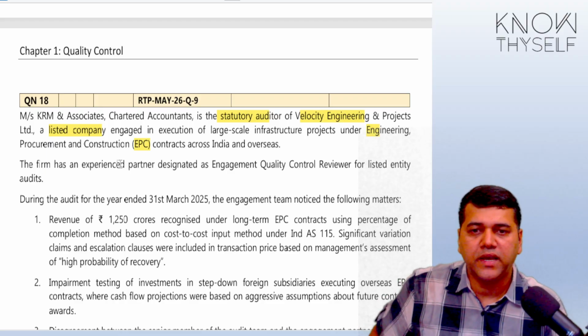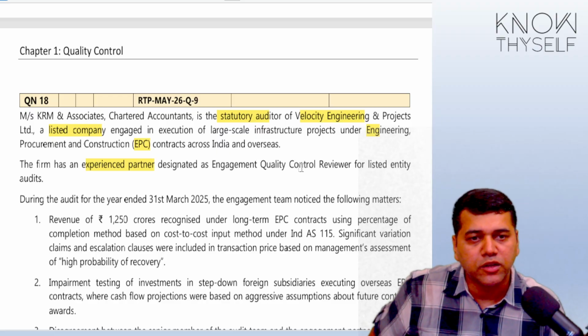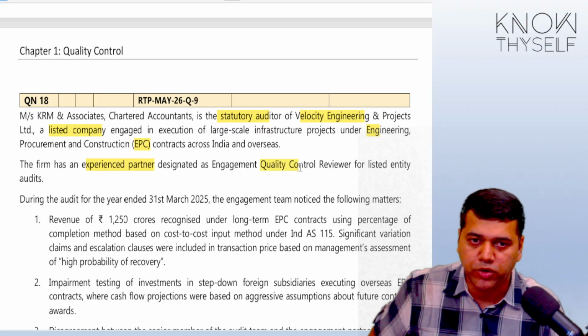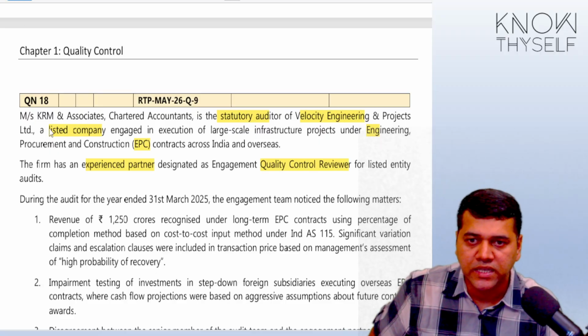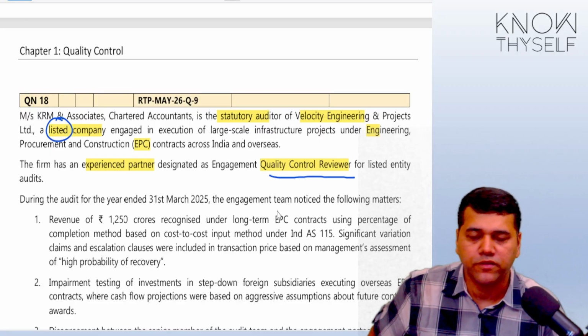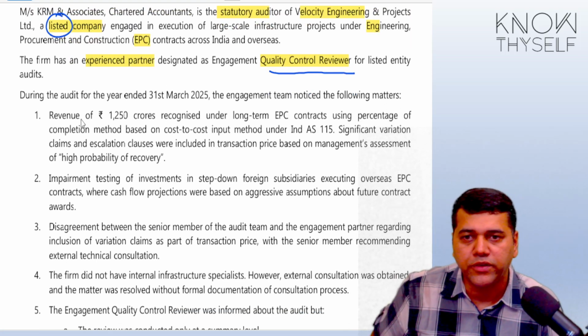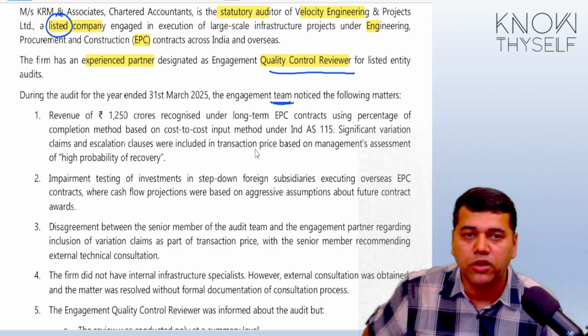Now, the firm has an experienced partner designated as the engagement quality control reviewer. Since it is a listed entity, you have an EQCR for a listed audit. That's fine. He's an experienced partner, so there is no doubt about the qualification. During the audit for the year ended 31st March, the engagement team noticed the following matters.